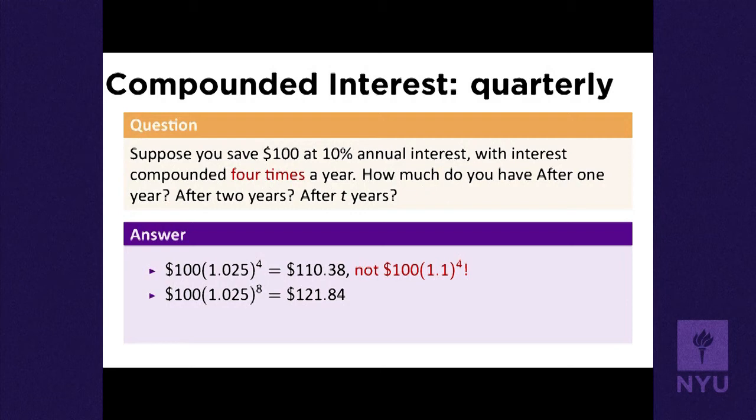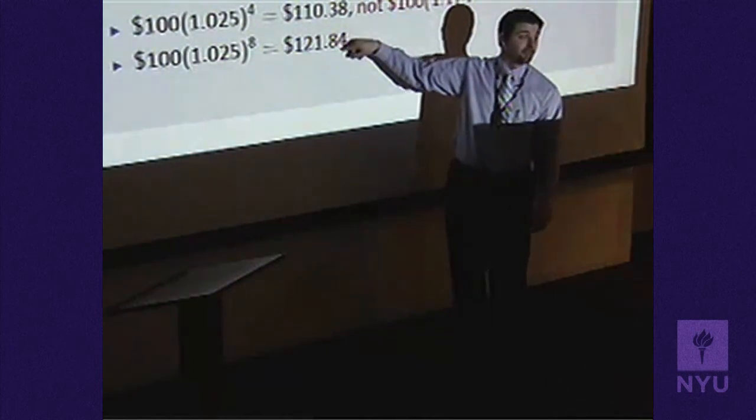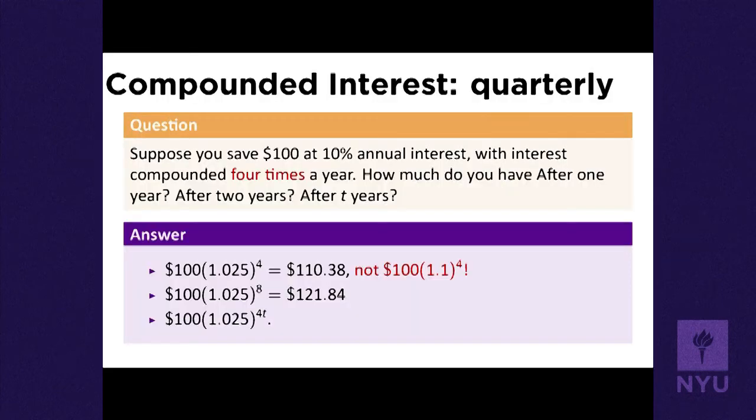Yes, we do get more money because of the extra compoundings, but notice also that the difference in the money that we get because of the extra compoundings is growing. We were 38 cents more after 1 year, but 84 cents more after 2 years. Not just 38, not even 76, but 84 cents more. And after T years, we would have $100 times 1.025 to the 4T power, because we had 4T compoundings, each of them getting us 2.5% interest.